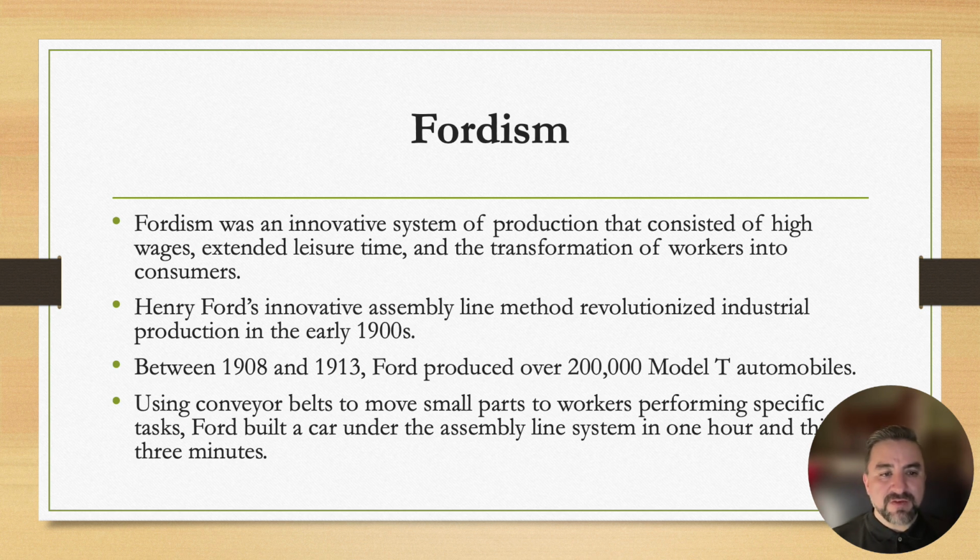Henry Ford's innovative assembly line method revolutionized industrial production in the early 1900s, and between 1908 and 1913, Ford produced over 200,000 Model T automobiles. For that time period, that was outstanding. That was really a revolutionary number. Using conveyor belts to move small parts to workers performing specific tasks, Ford was able to build a car under the assembly line system in 1 hour and 33 minutes. In terms of productivity, in terms of industrial production, this was groundbreaking.